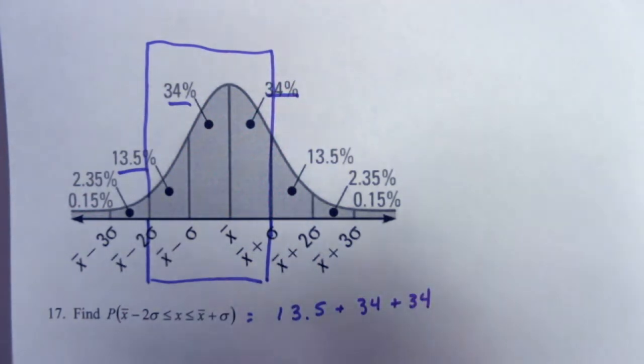All right. When I add all of those together, 68, so I end up with 81.5%. All right, so that's 17.